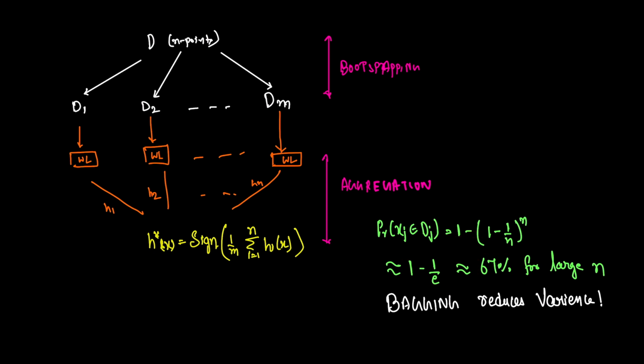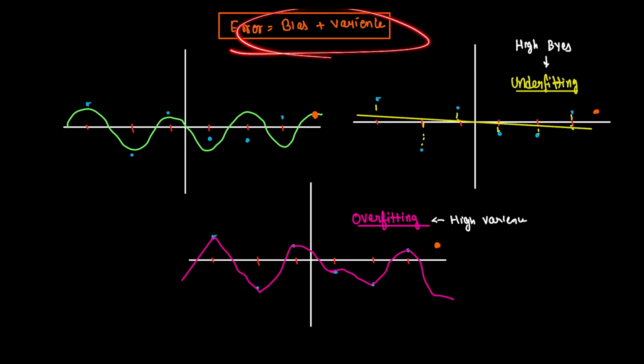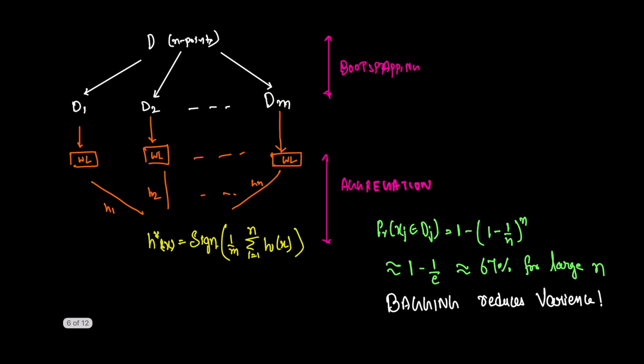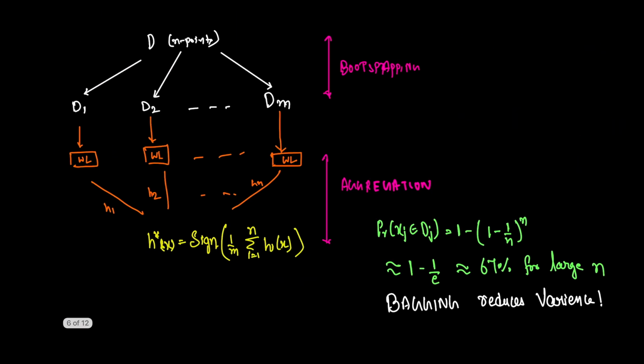So bagging is an algorithm which reduces the variance. There is one popular algorithm we have, that is the random forest algorithm. I hope you understand bagging. Bagging consists of two steps: bootstrapping and aggregation.